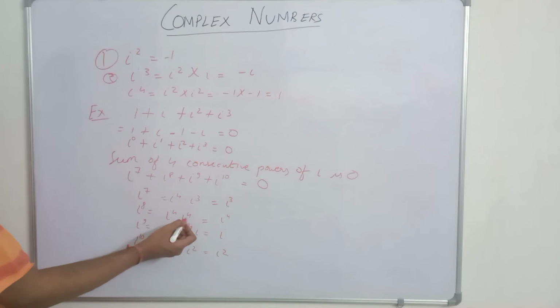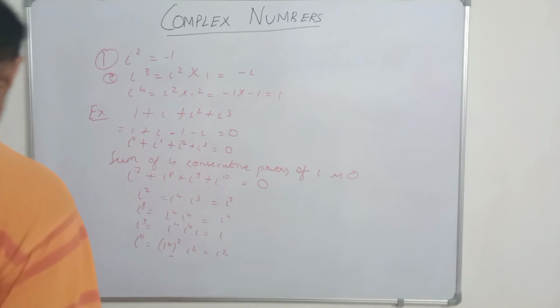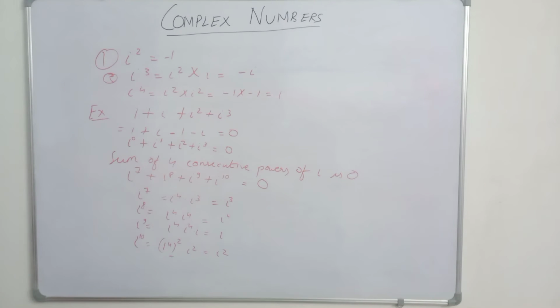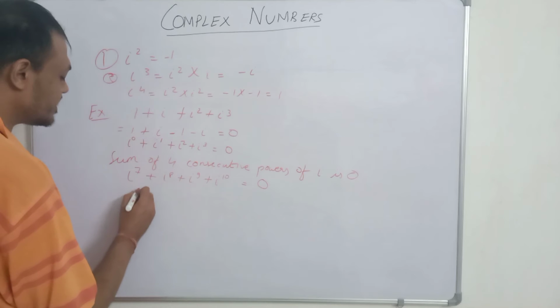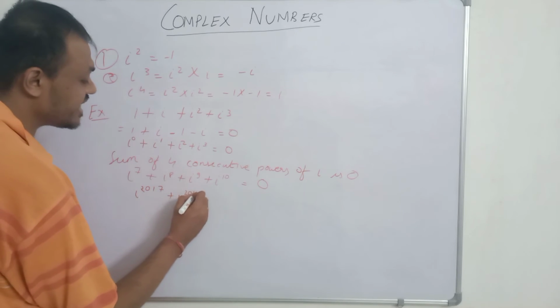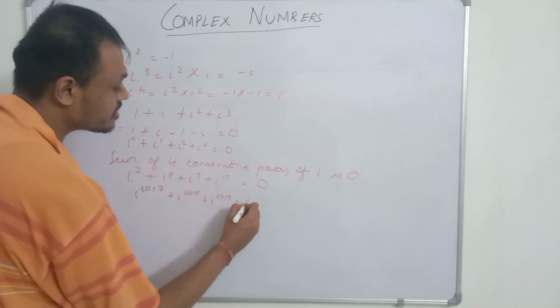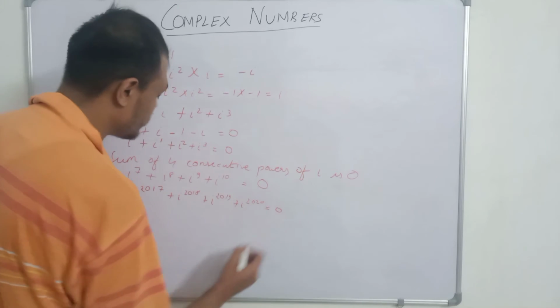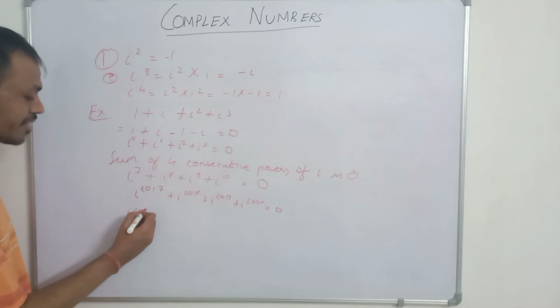So this property you already know, that when there are two numbers then their powers simply add up. So sum of any four consecutive powers of iota is 0. So even if we have a very complex condition, suppose iota to the power 2017 plus iota to the power 2018 plus iota to the power 2019 plus iota to the power 2020, this will also be equal to 0.